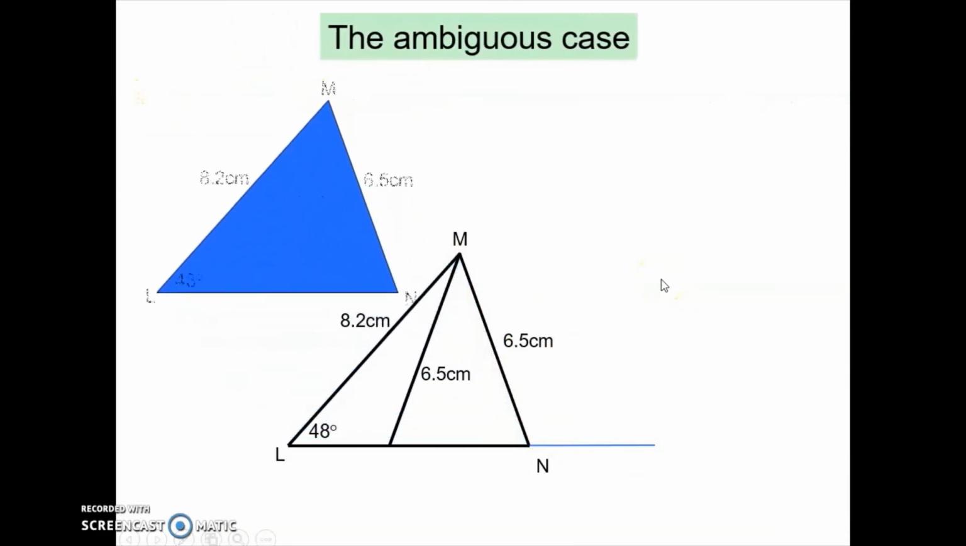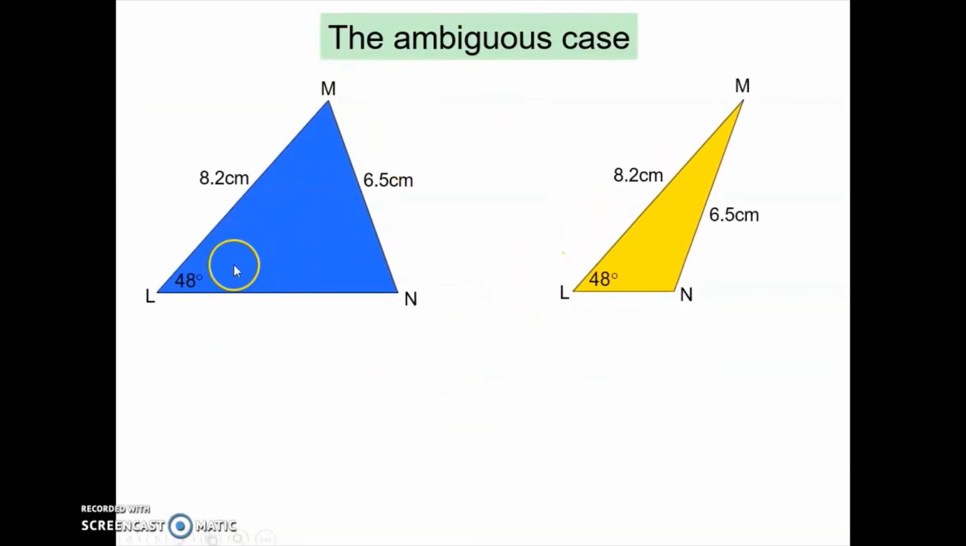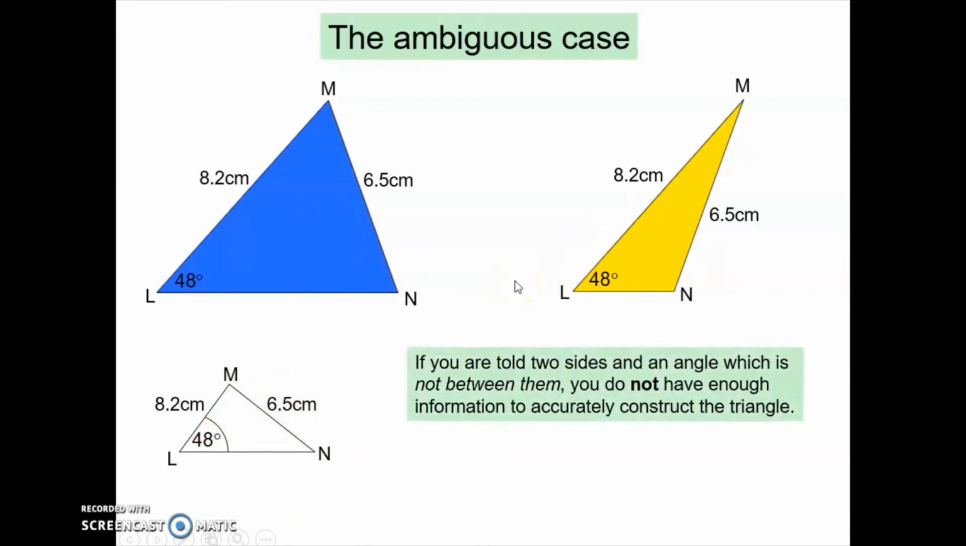If I just make them a little bit easier to see, that would be our first option, and this would be our second option. They still both contain an angle of 48. They both contain sides of 8.2 and 6.5, but they are two different answers. So they both reflect the information in this question and they're drawn accurately. But we did not have enough information to know whether this should be the correct answer or this should be the correct answer, which is why we call it the ambiguous case. And in this case, you would usually give both solutions.